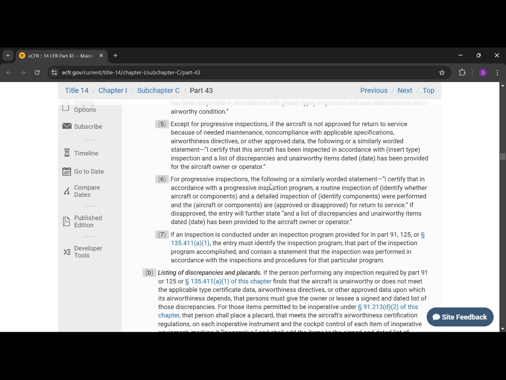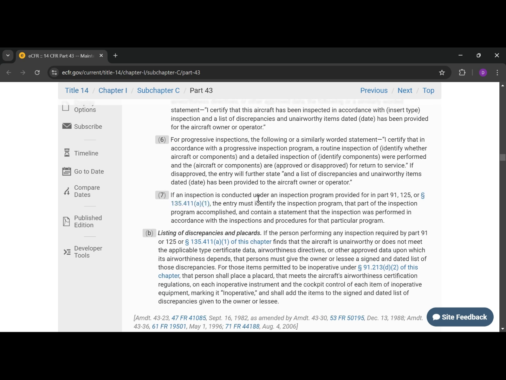For progressive inspections, the following or a similarly worded statement: I certify that in accordance with a progressive inspection program, a routine inspection of identified aircraft or components, and a detailed inspection of identified components were performed and the aircraft or components are approved or disapproved for return to service. If disapproved, the entry will further state, and a list of discrepancies and unairworthy items dated has been provided to the aircraft owner or operator.